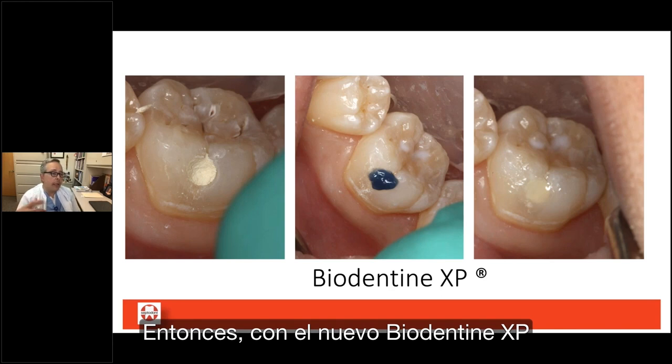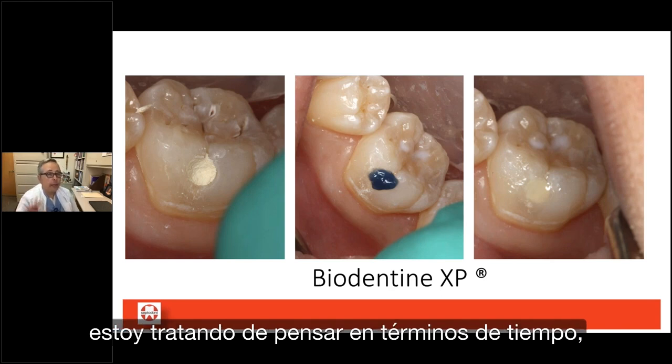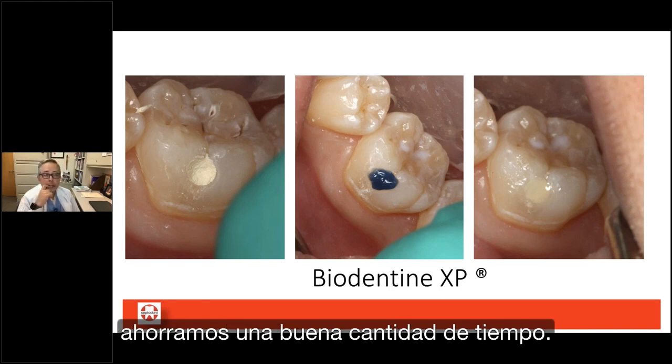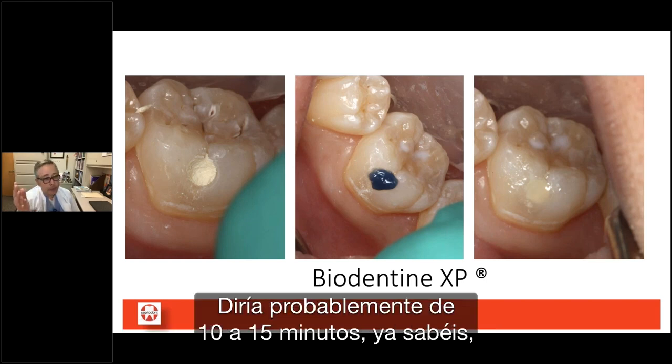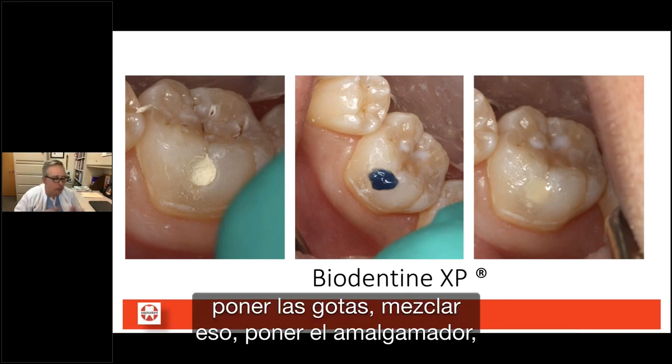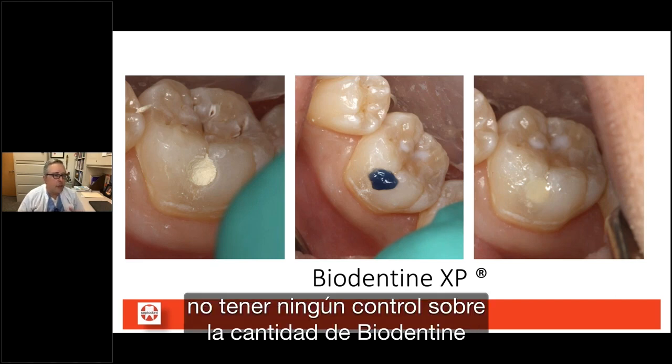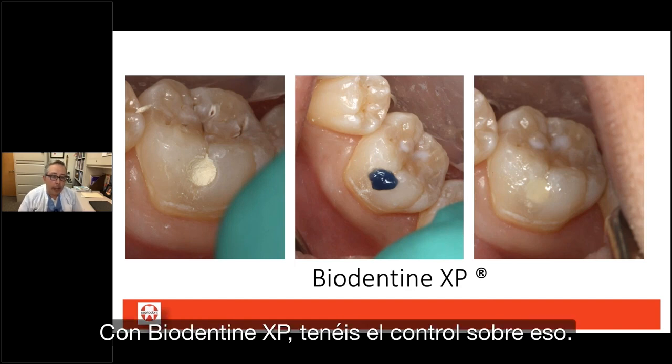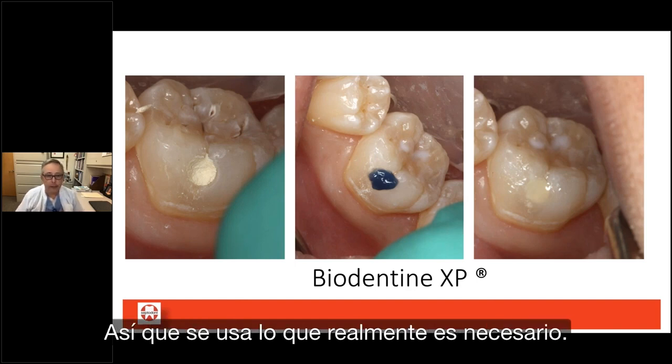So with the new Biodentine XP, I'm trying to think in terms of time how much time we save, and we save a good amount of time. I would say probably 10 to 15 minutes, because I know the process of opening the capsule, putting the drops, mixing that, putting it in the amalgamator, and then transferring it into the cavity, without having any control over the amount of Biodentine that we needed. With the Biodentine XP, you have control over that, so we use what we really need.